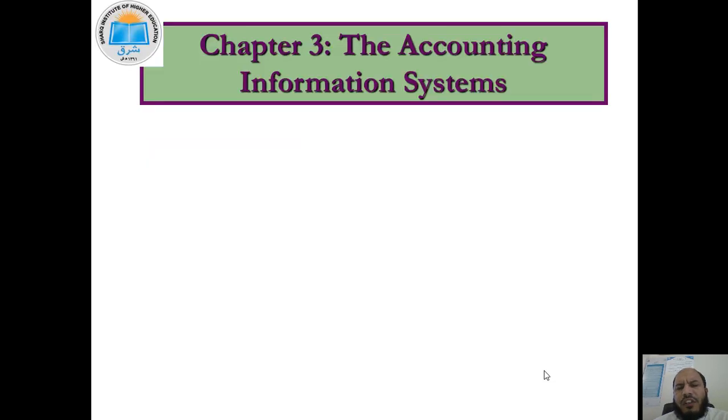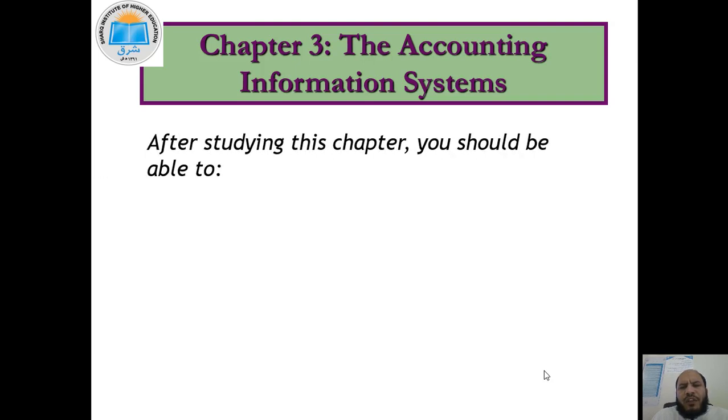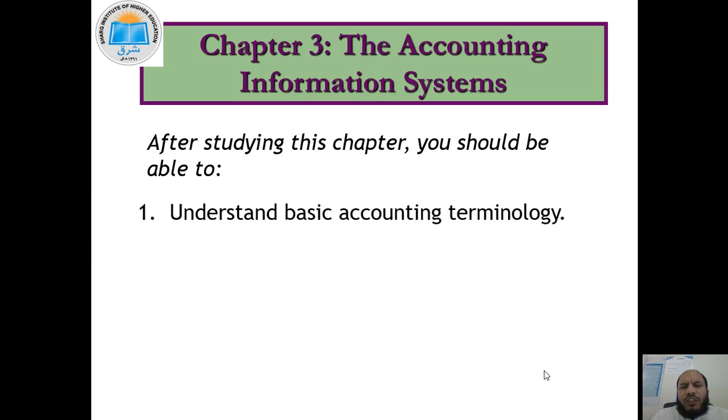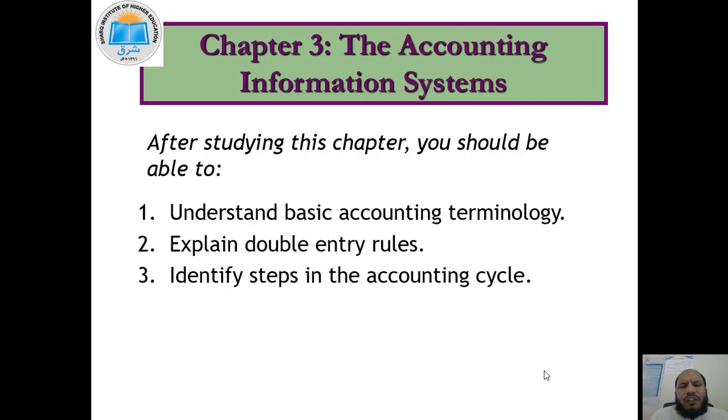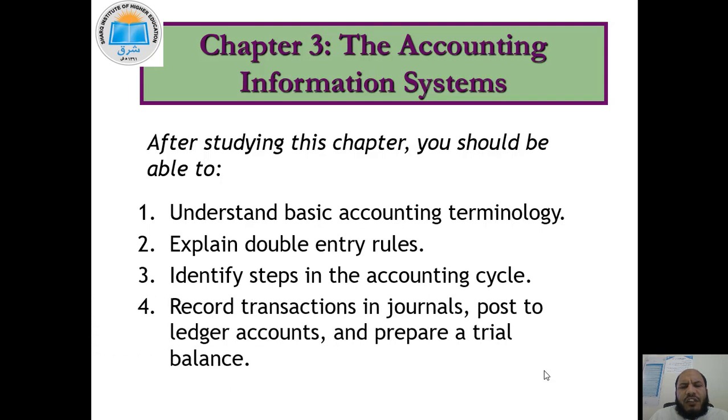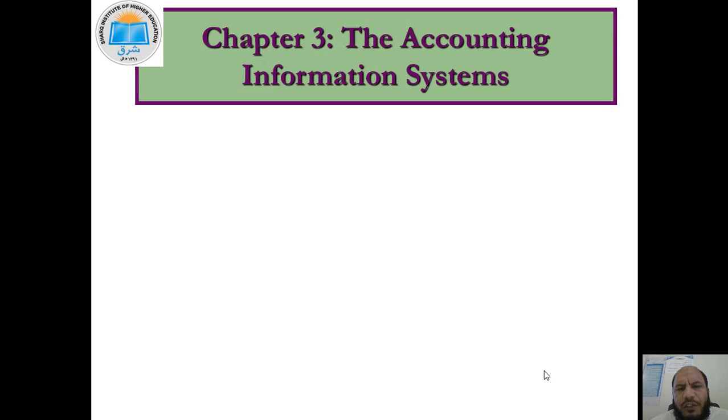Let's start from the chapter objectives, the Accounting Information System. Dear students, at the end of this chapter you will be able to explain the basic terminologies of accounting. You will be able to explain the double entry system and the rules for debiting and crediting. You will be able to explain and identify the accounting cycle and its steps. You will record transactions in the journal, post these transactions from journal to ledger, and finally prepare a trial balance.